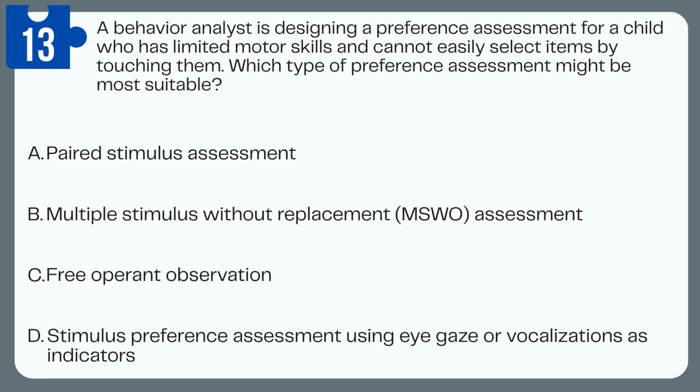Question 13. A behavior analyst is designing a preference assessment for a child who has limited motor skills and cannot easily select items by touching them. Which type of preference assessment might be most suitable? A. Paired stimulus assessment. B. Multiple stimulus without replacement, MSWO, assessment. C. Free operant observation. D. Stimulus preference assessment using eye gaze or vocalizations as indicators.